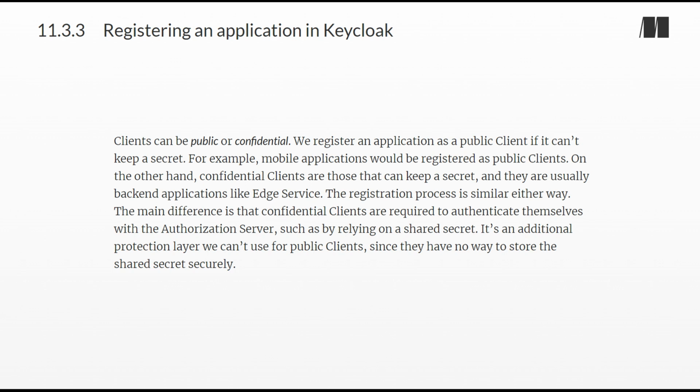We register an application as a public client if it can't keep a secret. For example, mobile applications would be registered as public clients. On the other hand, confidential clients are those that can keep a secret, and they are usually back-end applications like Edge Service. The registration process is similar either way. The main difference is that confidential clients are required to authenticate themselves with the authorization server, such as by relying on a shared secret. It's an additional protection layer we can't use for public clients, since they have no way to store the shared secret securely.